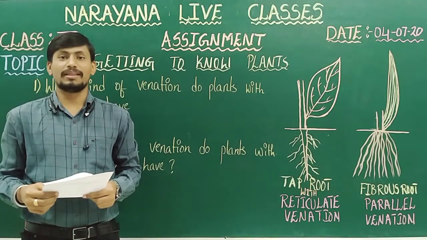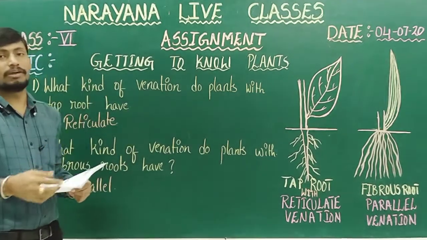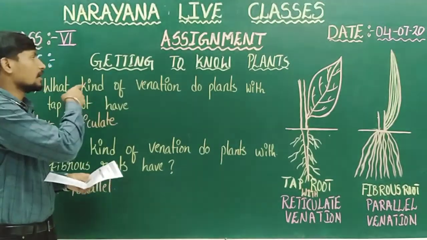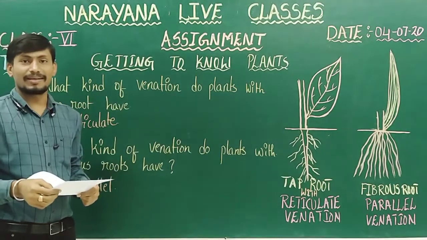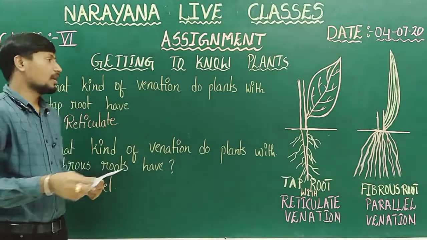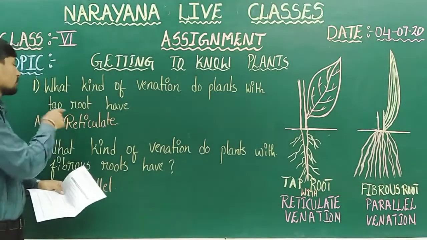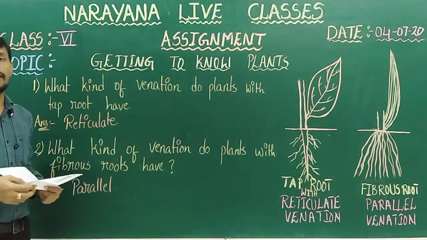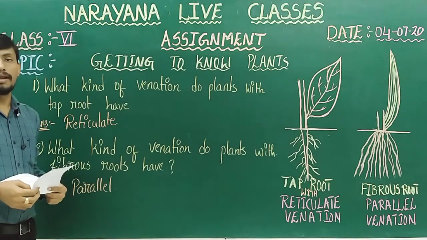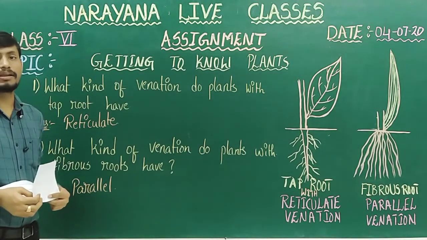Today I am going to explain the key of 4th July 2020. The topic is Getting to know plants. In this assignment, the first question is: what kind of venation do plants with taproot have? What they are asking is, the taproot-containing plants, what kind of venation do they have?